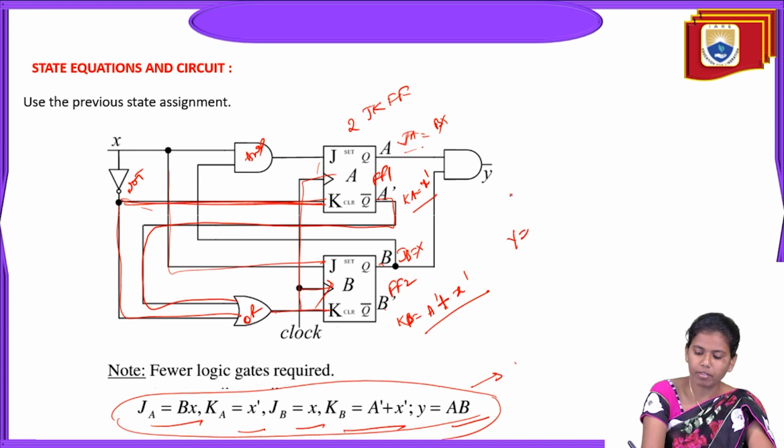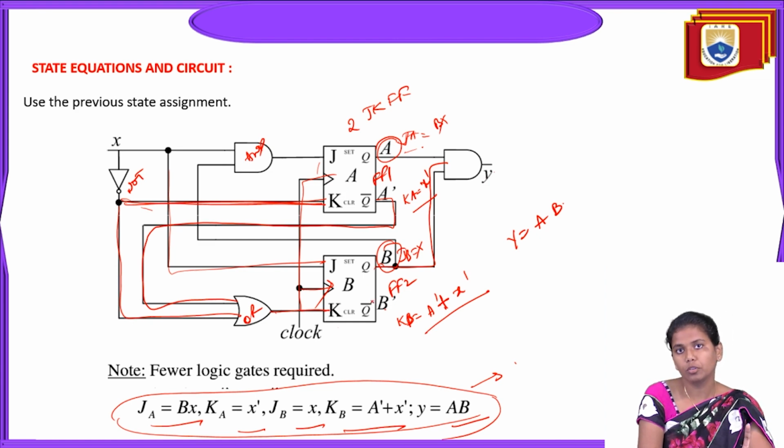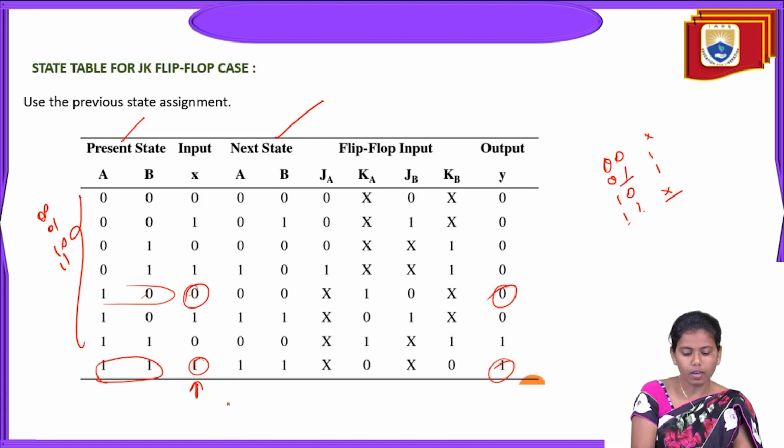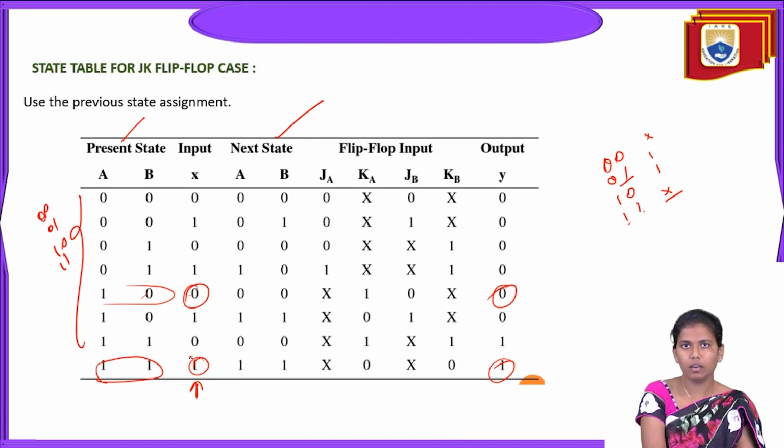And finally we have Y. So what is this Y? Y is nothing but A and B. So Y is the AND gate of both A as well as B. Okay, the output of the first JK flip-flop is A, and the output of the second JK flip-flop is B. So finally we are getting Y is equals to AB, and these expressions we got with respect to the present state, this is the state table. Okay, so from the state table we got JA is equals to BX.